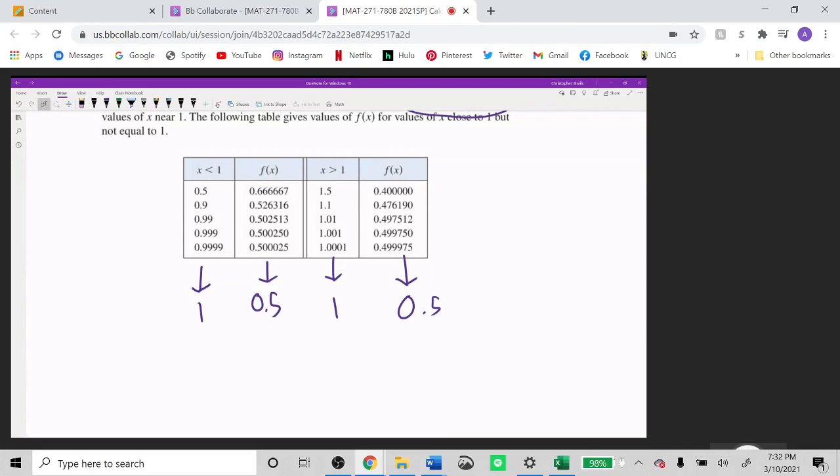It appears here like we can make the values of f of x as close to 0.5 as we want, as long as we make these x values close enough to 1. Do you agree that as long as these x values get close enough to 1, I can make those y values get as close to 0.5 as I want?